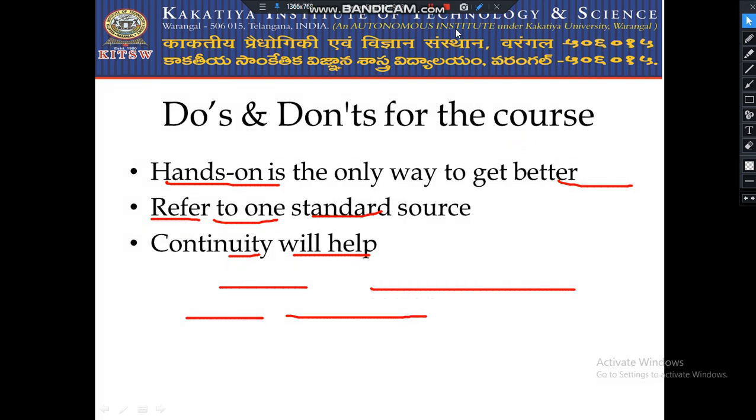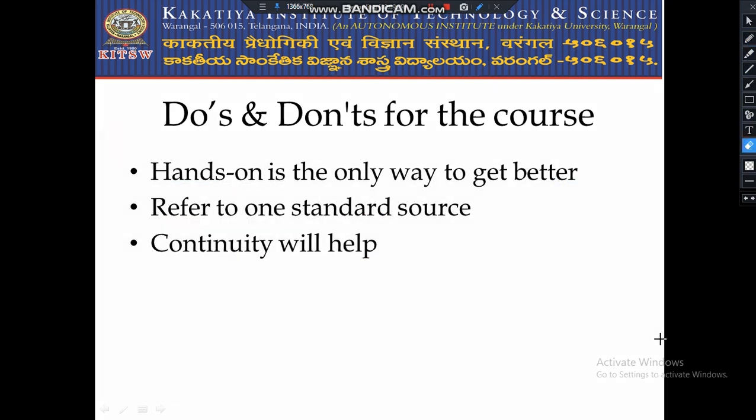And very quickly, do's and don'ts. Hands-on will always help. Of course, further I'll be giving you tips, but very quickly, this is a practice subject. You have to do hands-on to get better at this. There is a lot of information available on the internet, but please do not refer to all of it. I will discuss with you what to refer to and what not to, and continuity will help. We will definitely discuss this subject further in classes. Thank you.